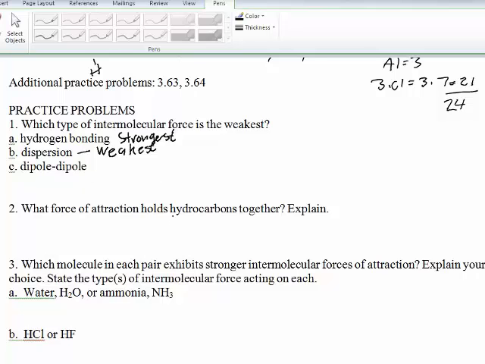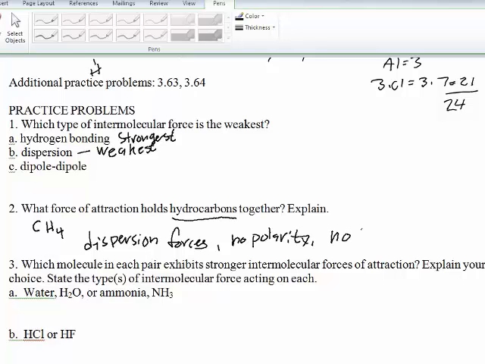Next question, what force of attraction holds hydrocarbons together? Well, remember that hydrocarbons are like methane, CH4. They have only carbons and hydrogens, and so there's no polarity. There's no OH bonds, there's no NH bonds, so it's only dispersion. And that's because there's no polarity. There's no NH or OH bonds.